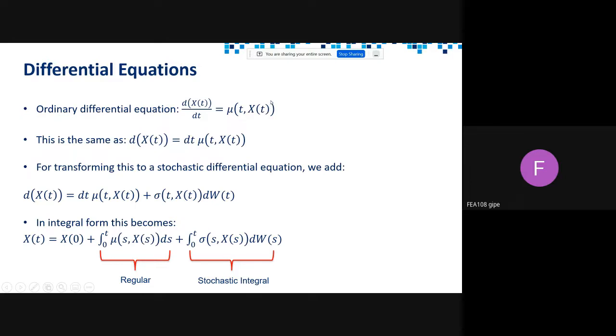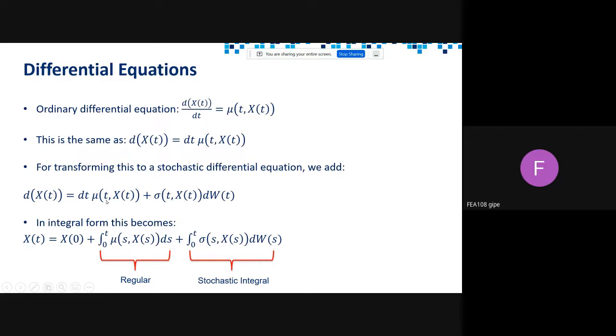So in the ordinary differential equation, we just say that d of xt, the incremental change in the value of the stock price, can be written as dt into mu of t of xt. Correct? Nothing fancy. I just took the dt from the denominator, multiplied it over here, and that's it.